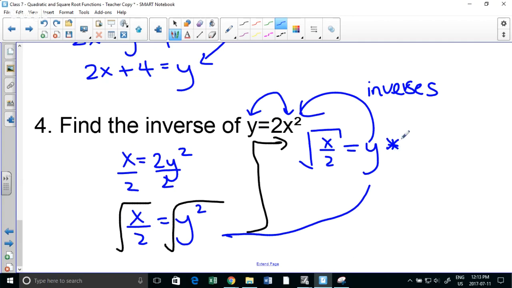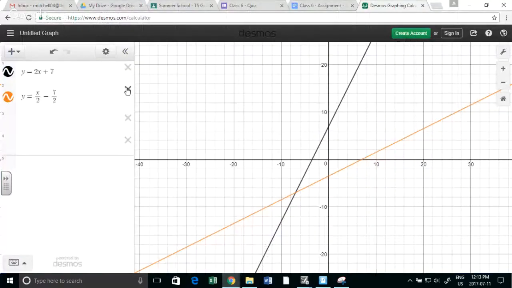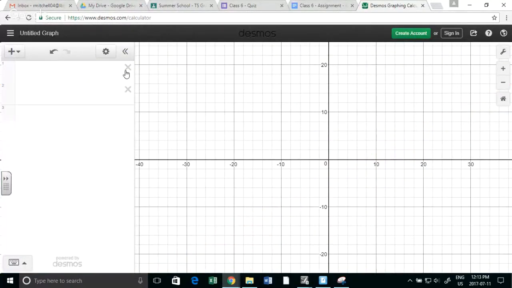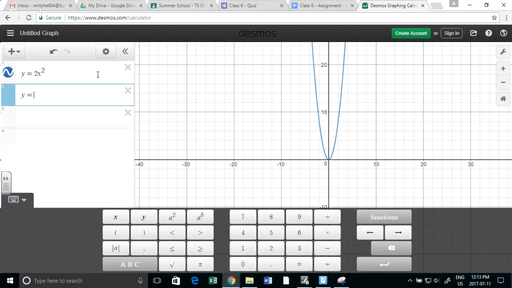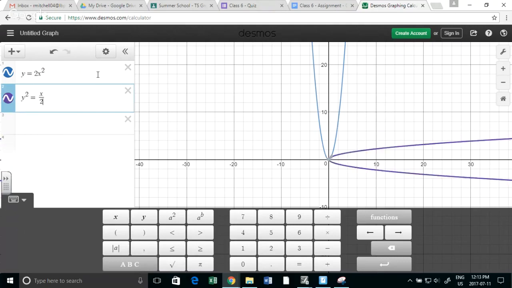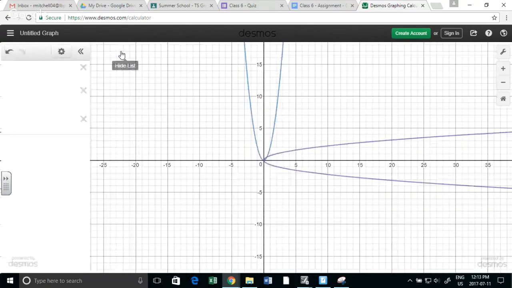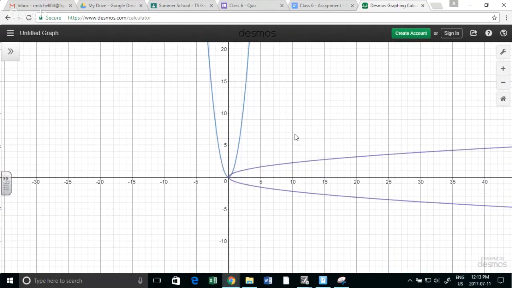Now, as of right now, this type of function with a square root of x and y doesn't mean much to us. So we'll just take a quick look here. So these are our inverses. But what do we notice? We notice that the purple, the inverse, is going to fail the vertical line test. It is not a function.